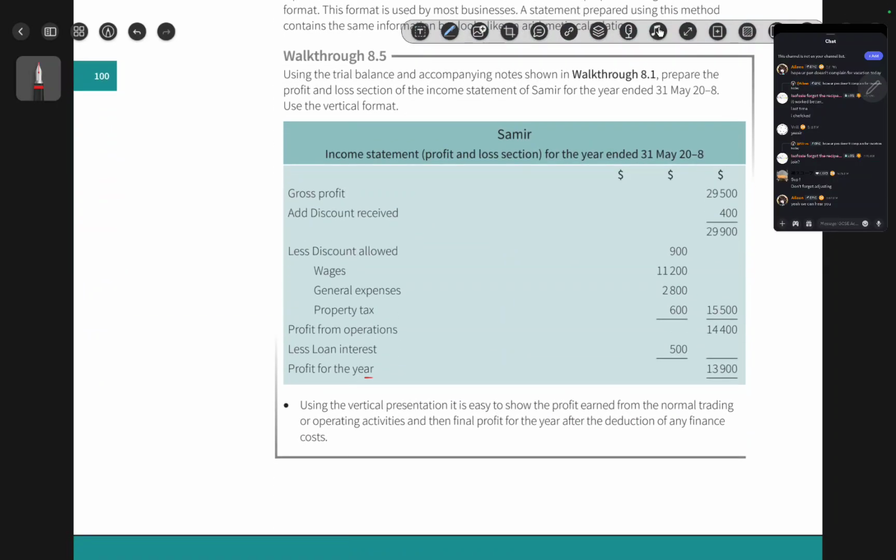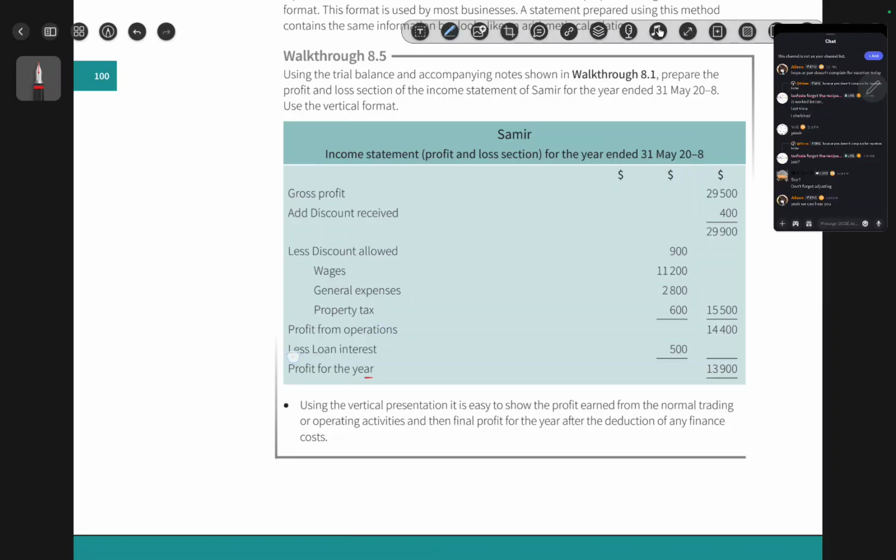So you take your gross profit, add any income like discount received, rent received, interest received, whatever. If it says received specifically, only then it's an income. If it says only rent, then that's an expense. If it says rent received, that's an income. Then you subtract your expenses like discount allowed. It's an expense because you allow the discount to your customers. They pay you less, so it's an expense. Wages, general expenses, property tax.